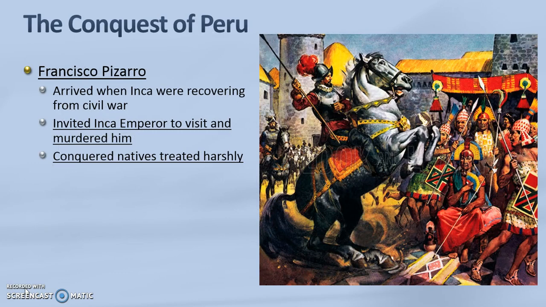Right, so Peru was conquered also by the Spanish, and the man who led this conquest is a man named Francisco Pizarro. He arrived when the Inca were recovering from a civil war, so they were weakened from fighting one another. What Pizarro did was invite the Inca emperor to visit and then had him murdered. After that, he was able to easily conquer the Inca also because of the superior weapons, and the actual conquest was a lot harsher than the Aztec.